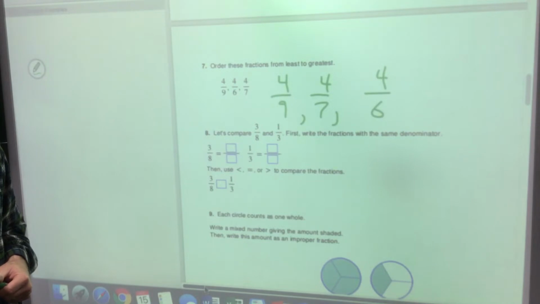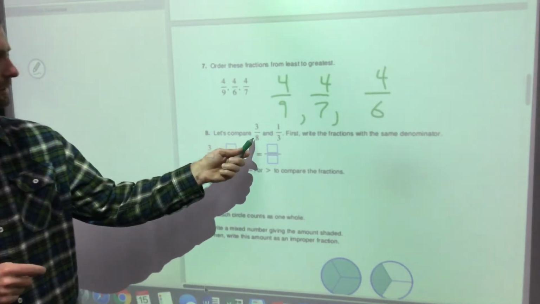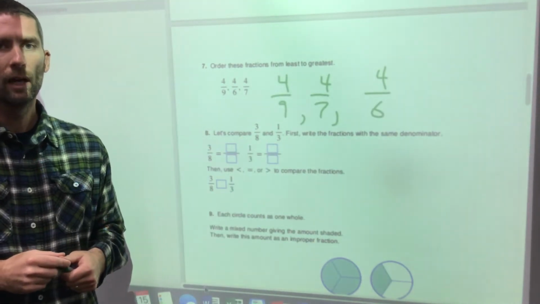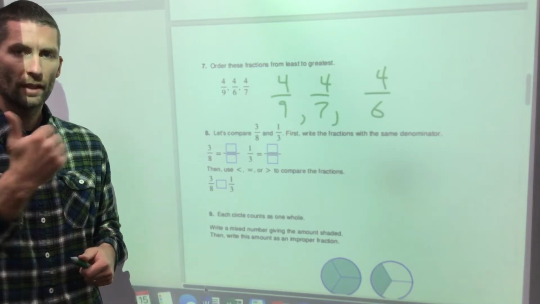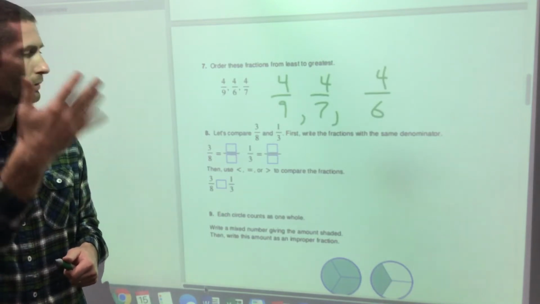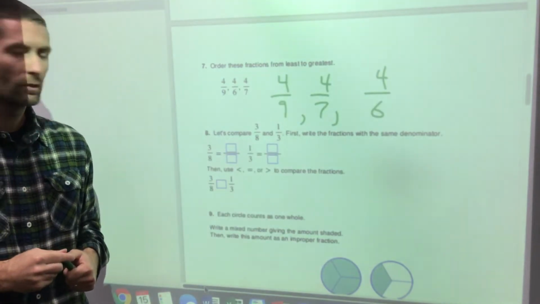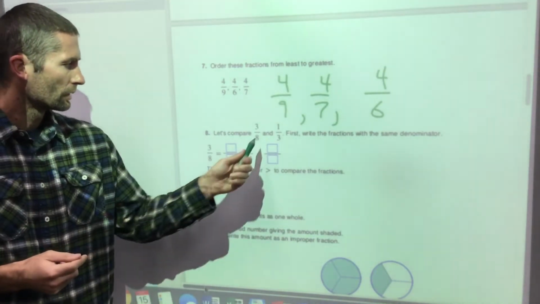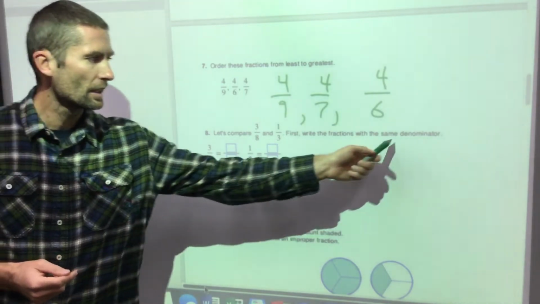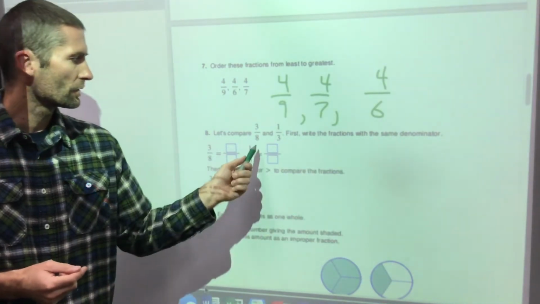First write the fractions with the same denominator. Okay, so I need a common denominator for 8 and 3. I could go through and find the multiples: 8, 16, 24, 32, 40; 3, 6, 9, 12. I could do that. I also could do the quickest common denominator, where I just multiply these together. It doesn't ask for the least common denominator, just any.